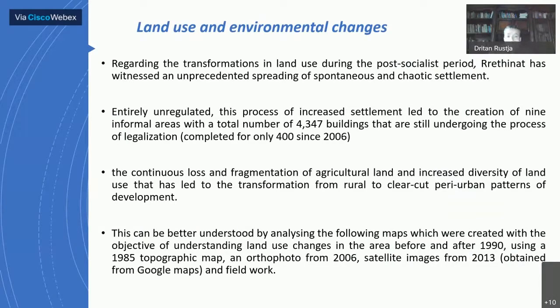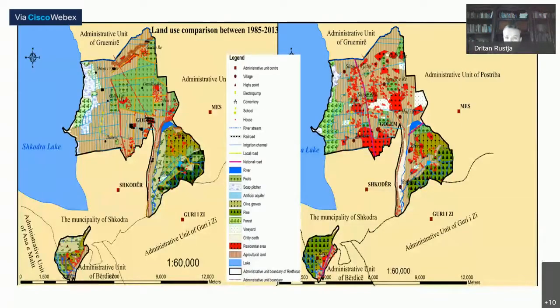Much evident were the land use and environmental changes the area experienced after the 90s. And more than everything, perhaps, regarding this, we can talk about this map, which is a comparison map of the use of land in the area between 1985 and 2013. The situation should be more of the same even today.